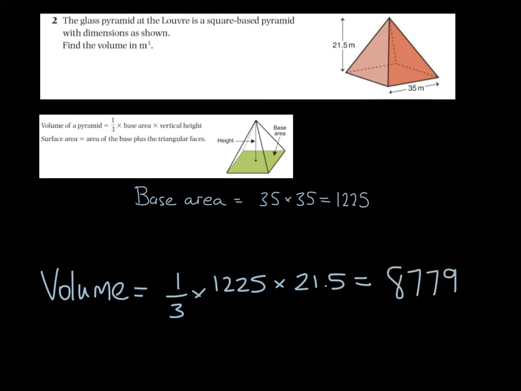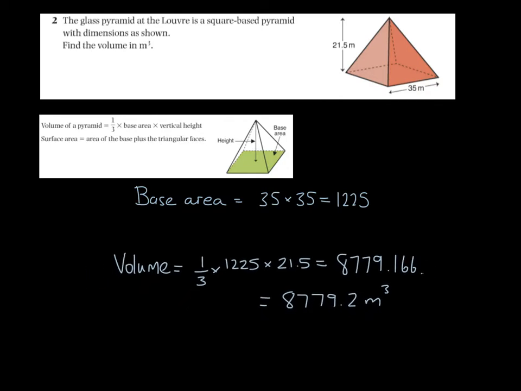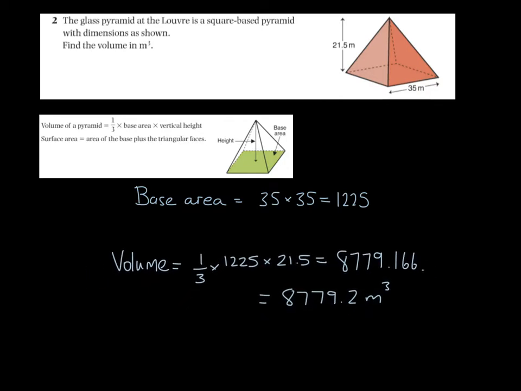It's going to be 8,779.166... So if you round that, it's going to be 8,779.2. So I've rounded to one decimal place. Okay, but you round it to whatever the question asks you to round it to. Right, let's do the next example.